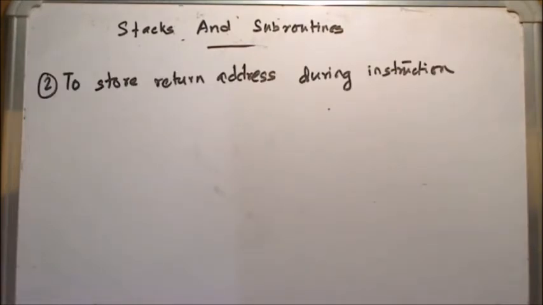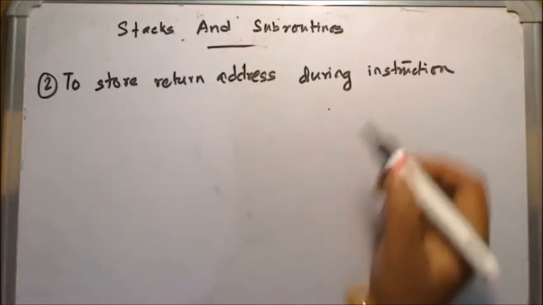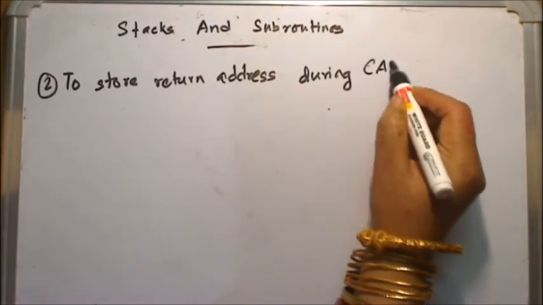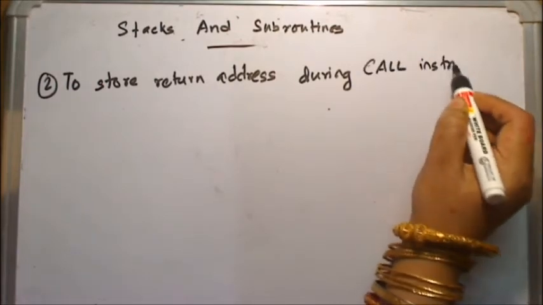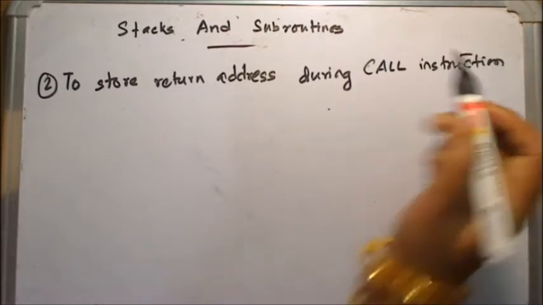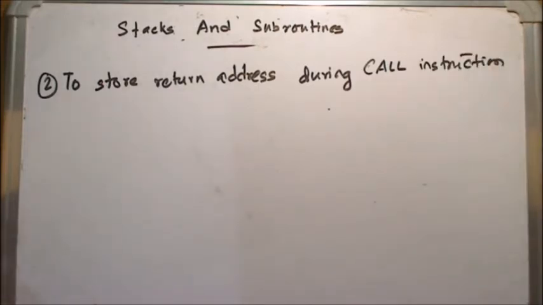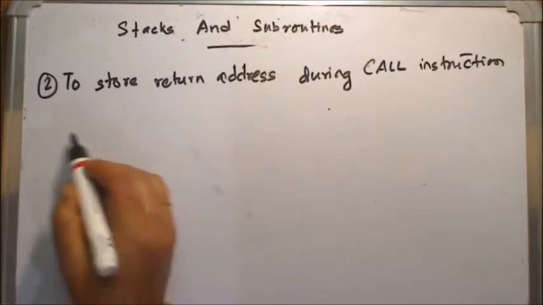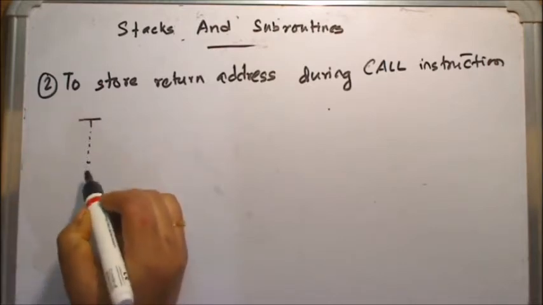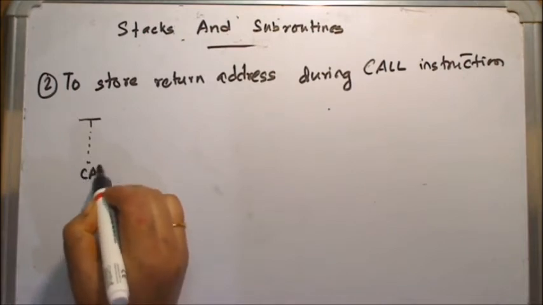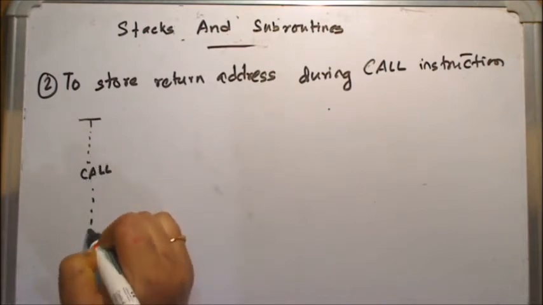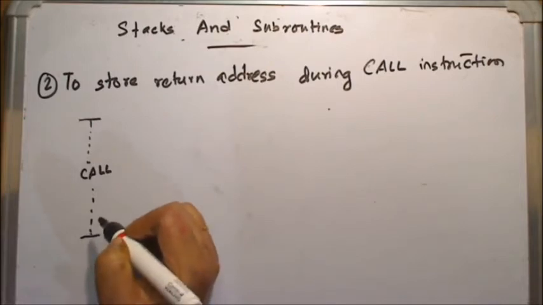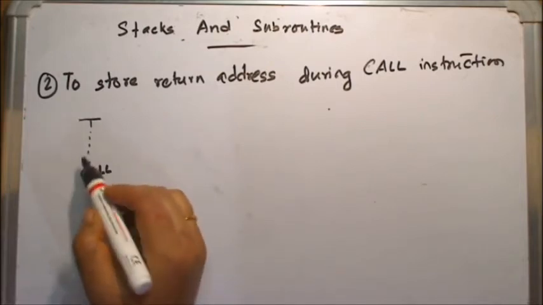Now the second use is to store the return address during call instruction. Do you remember the call instruction, which is CALL? I'll just give you a recap. This is your program. This is your call instruction, and then your program comes to an end. So this is your main program.